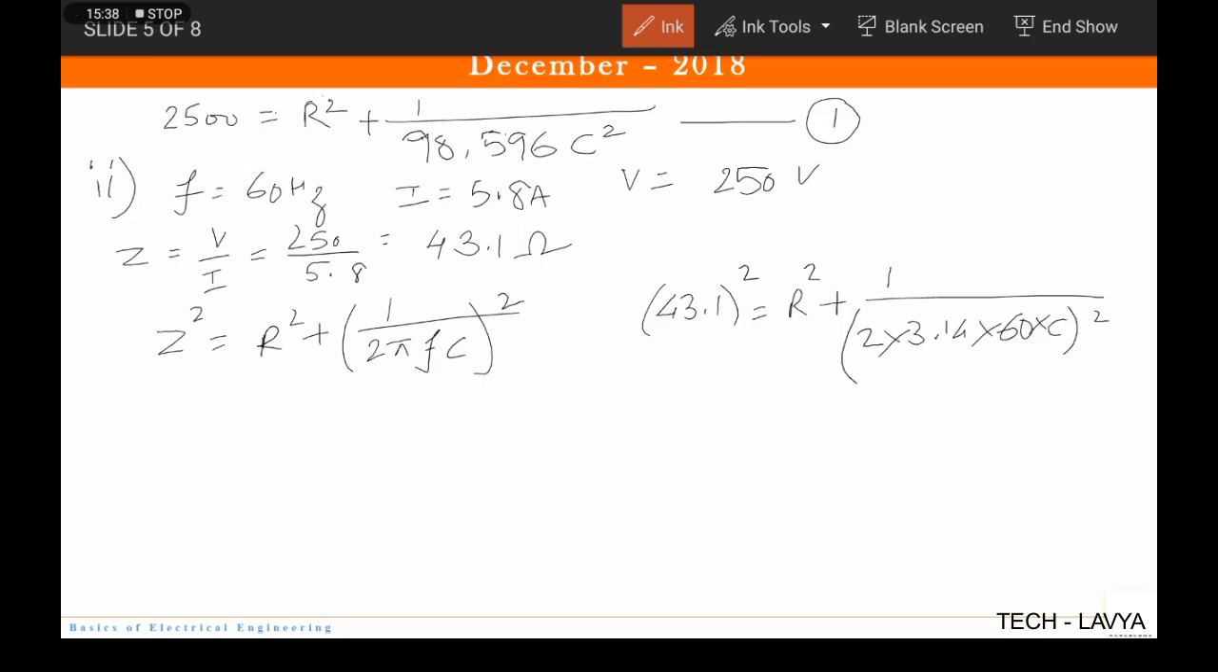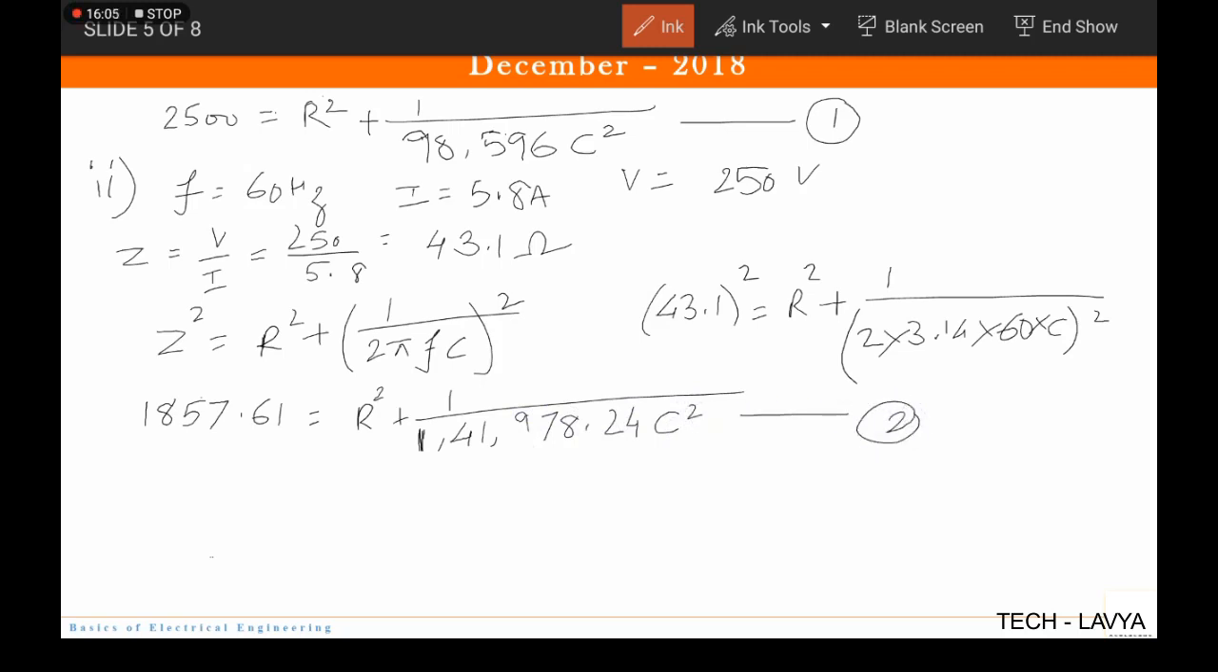Correct? So after solving this, we get 1857.61 equal to R squared plus 1,41,978.24. Such a big number, isn't it? C squared. So this becomes equation number 2. So now we got equation 1 and equation 2. When you subtract equation 1 from equation number 2, R squared will get cancelled, and then we will be getting the value of C here.